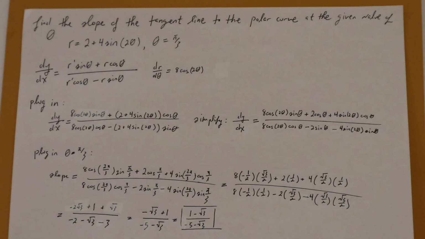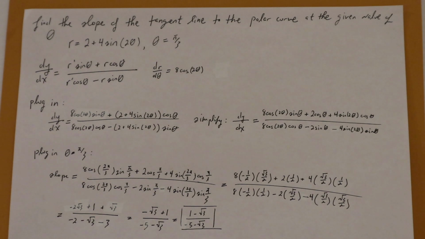The fourth question asks us to find the slope of the tangent line to the polar curve at the given value of theta. So we're given r equals 2 plus 4 sine of 2 theta, and theta equals pi over 3. So it's not necessary to graph this problem, however it would be helpful to visualize approximately how much the slope is and to check your answer. So a helpful tip is that on a non-calculator portion of the test, not graphing problems like these would be the more time-efficient choice.